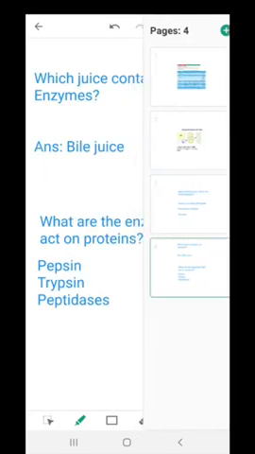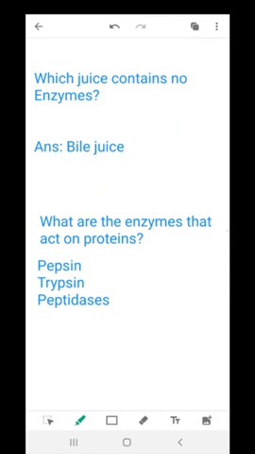The next question is, which juice doesn't contain enzymes? That is nothing but bile juice. Bile juice doesn't contain enzymes. What are the enzymes that act on proteins? Pepsin, trypsin, peptidases. These three are the enzymes which act on proteins.